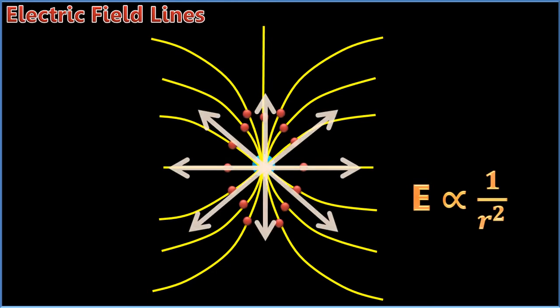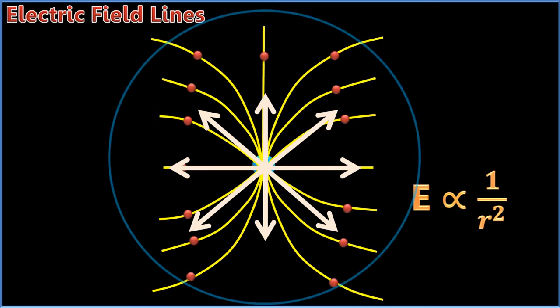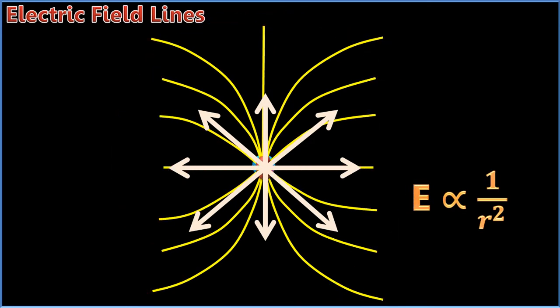Connecting up these vectors to form a line is a nice way to represent this field. The magnitude of the field is indicated by the density of the field lines. Magnitude is strong near the center, where the field lines are close together, and weak farther out, where they are relatively apart. So the electric field line is an imaginary line drawn in such a way that its direction at any point is the same as the direction of the field at that point.